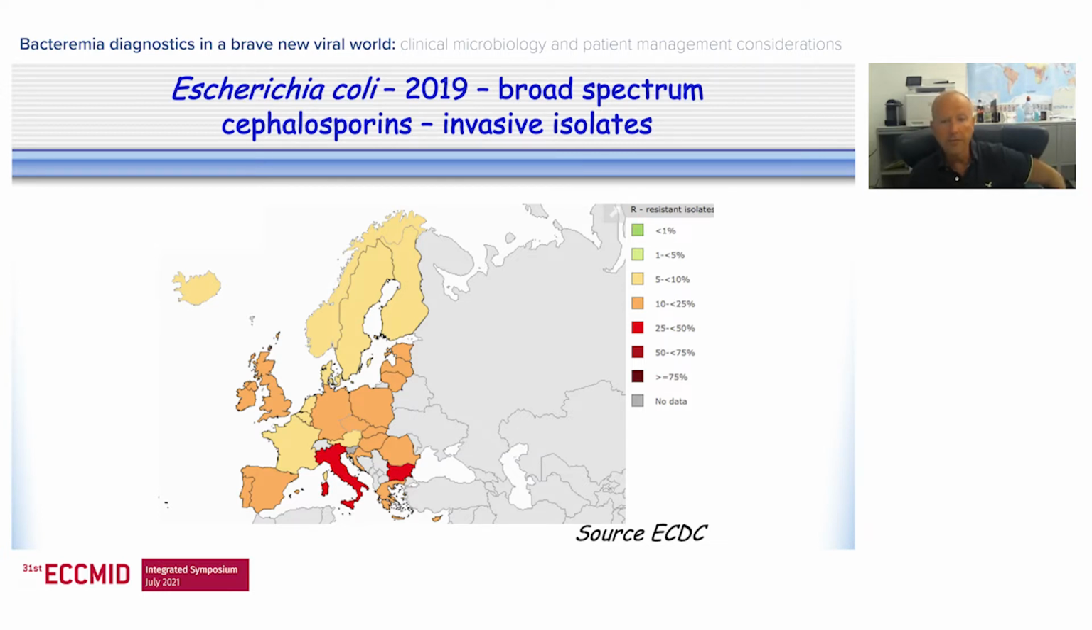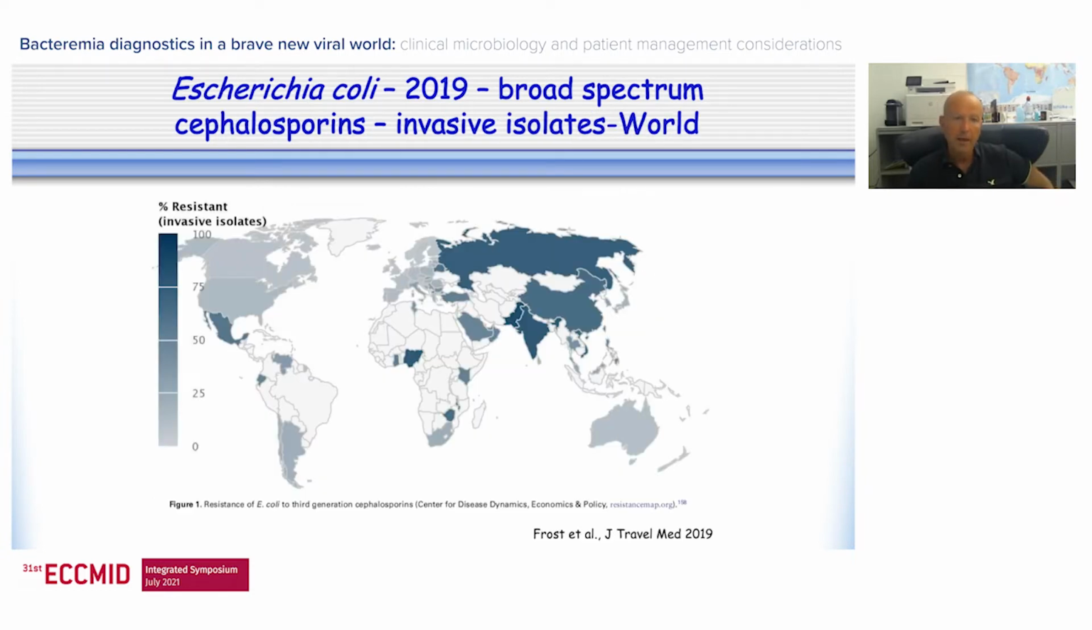Still, the rate is pretty high, between 10 and 25%, in many countries such as Spain, Germany, and the UK. Then if you look at the world map, according to a recent review published in the Journal of Travel Medicine, you may see that the scale is even higher, with the percentage of resistant invasive E. coli isolates being over 75% in some countries, such as in the Indian subcontinent, Russia, and some African countries as well.